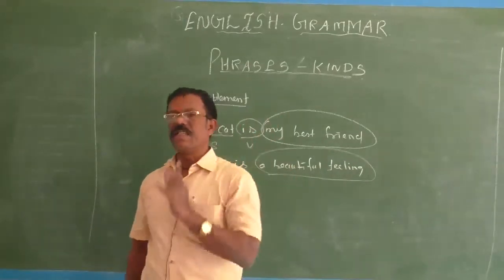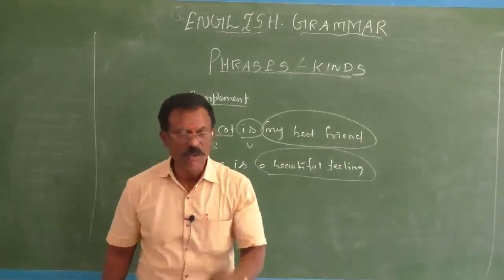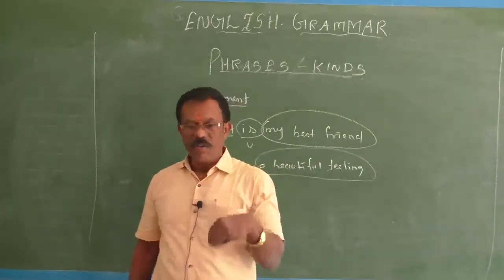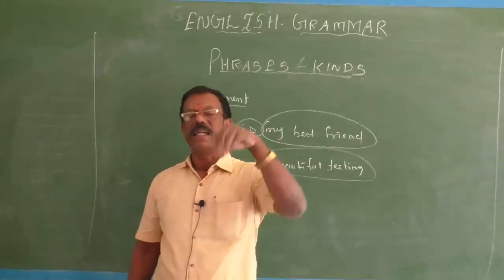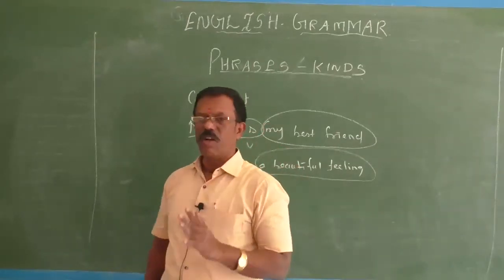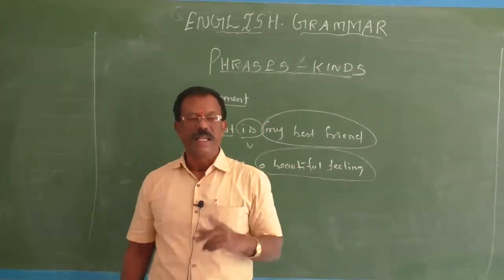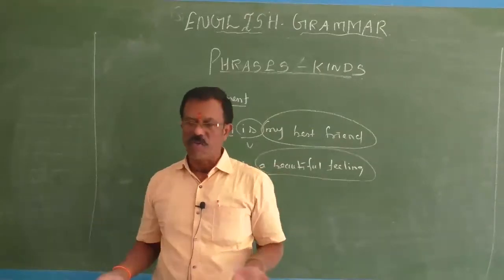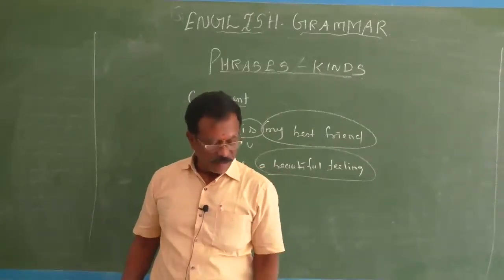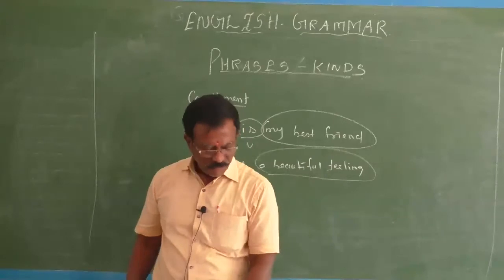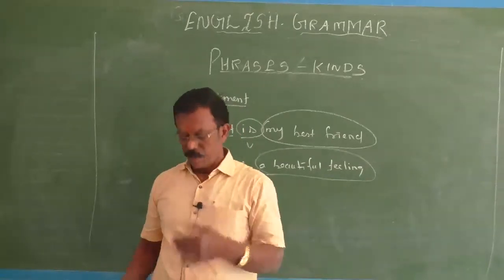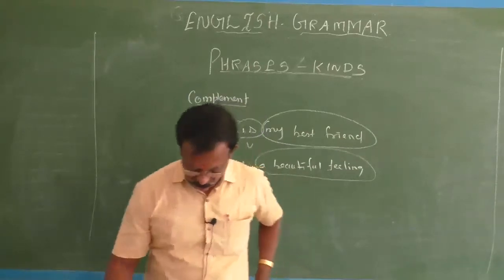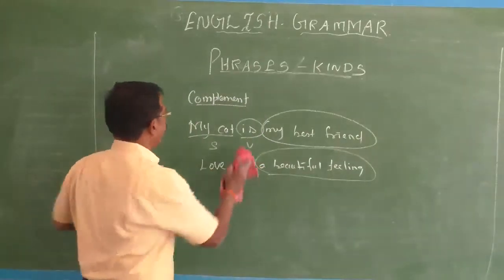From these things you have to remember one thing. A noun phrase is always used as a noun. That is important. A noun phrase can be replaced by a noun, and a noun can be replaced by a noun phrase. A noun phrase can be qualified or described by pre-modifiers and post-modifiers. How? I will give you one or two examples. From that you can easily understand.